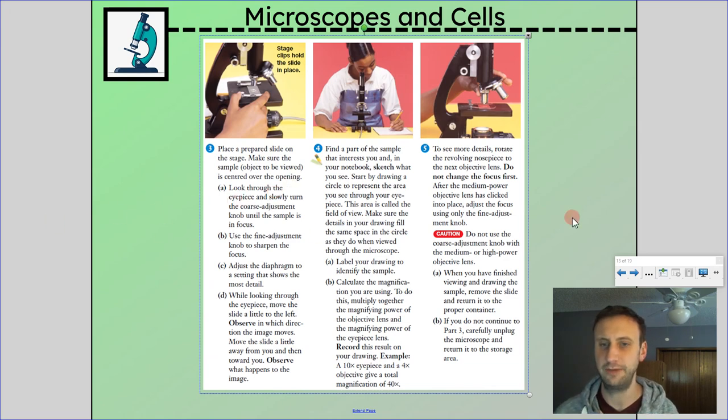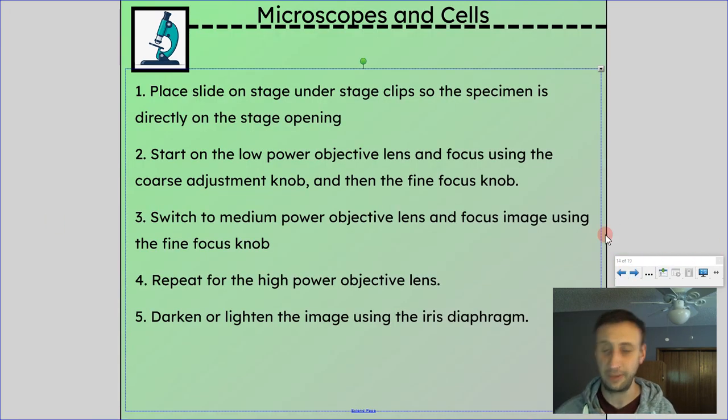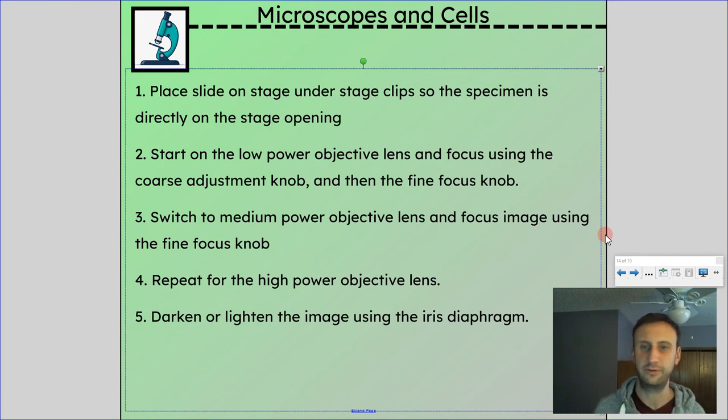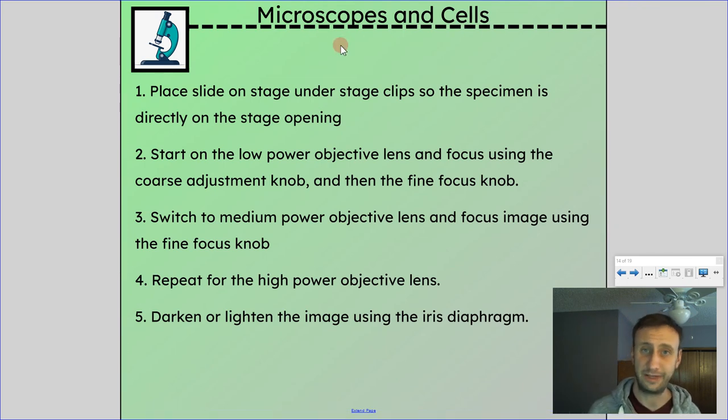Let's go to kind of the summary of how to use a microscope, which I think is going to be better. It's important that you do this in the right order in order to be able to get a really magnified good image. So, of course, you start by placing the slide or the specimen under the stage clips in a way where the stage opening is right where you're looking. Whatever you want to look at should be over the stage opening or the condenser lens.